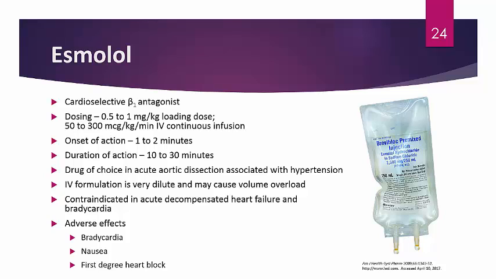Esmolol is traditionally the drug of choice in patients who have an acute aortic dissection associated with hypertension. And what this agent does, as well as other beta blockers, is that it actually reduces the dilatation rate associated with the aorta. So it actually tries to narrow the aorta down so that the aorta will not bleed out as much, essentially, in regards to an aortic dissection.